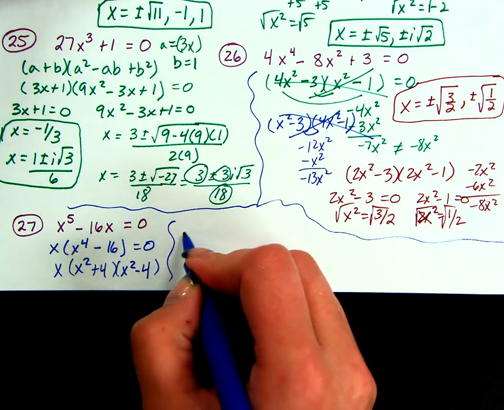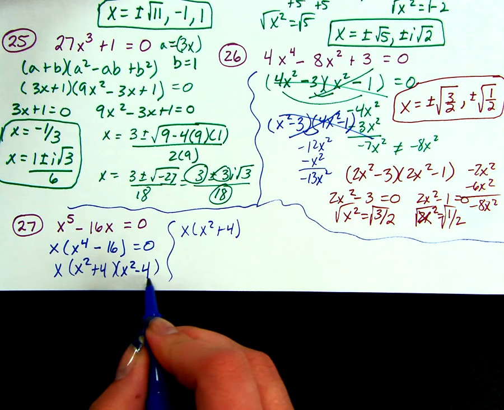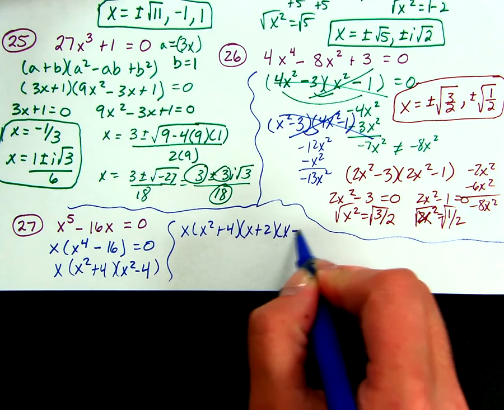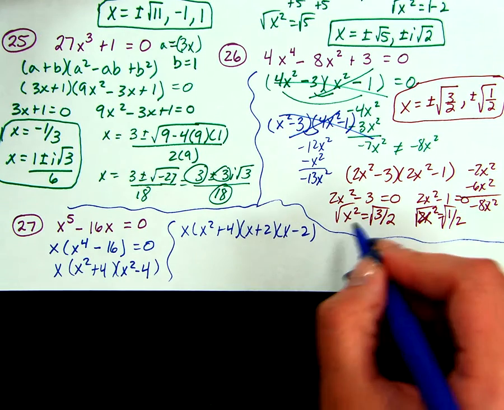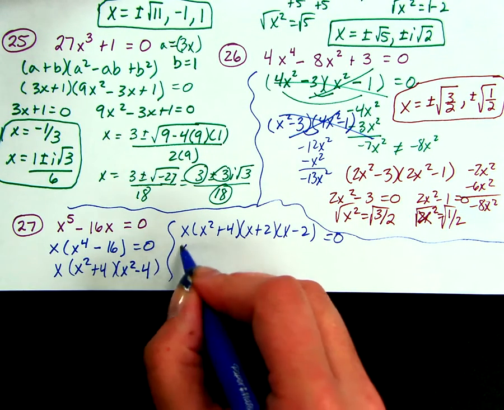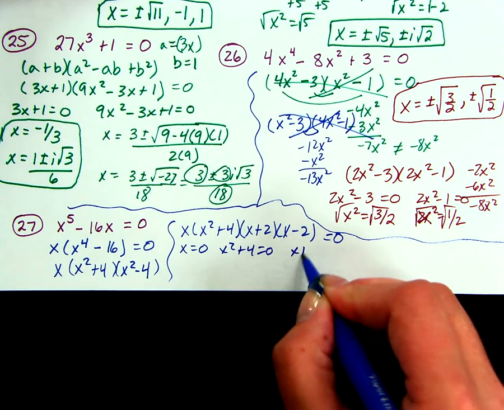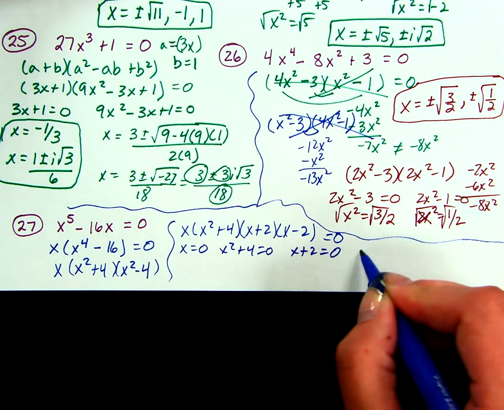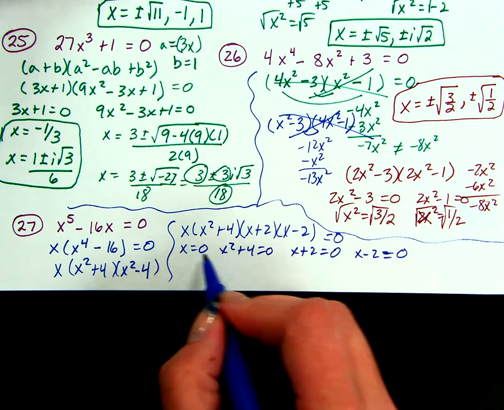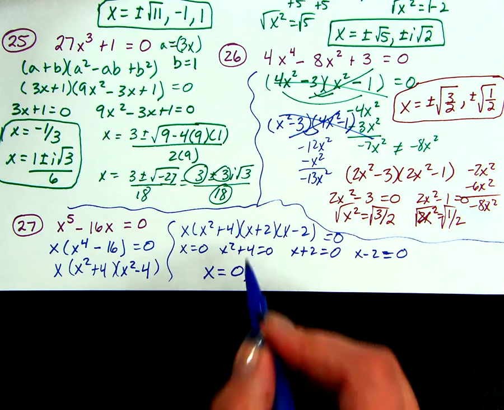So again, the first two are going to stay the same. And then two numbers that multiply to be 4 add to be 0 are going to be x plus 2 and x minus 2. So now I'm just going to set each group equal to 0 and solve. So first one, I can't do anything else to solve that, so one of my answers is just 0.